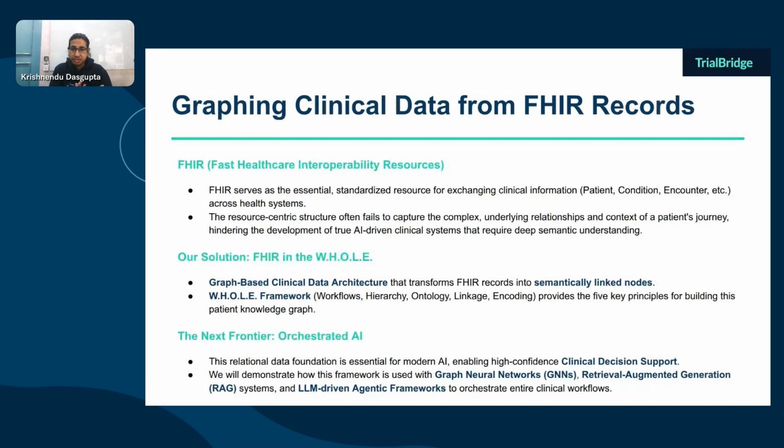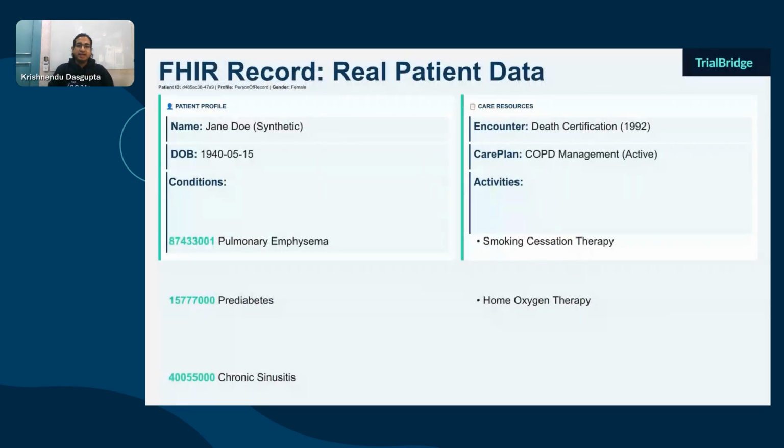And when we say LLM agentic framework, we are not just using one. We are using multiple models, all open source models, and this entire structure is built on open source. A FHIR record per se is not this structure, so I'll show you a real FHIR record.